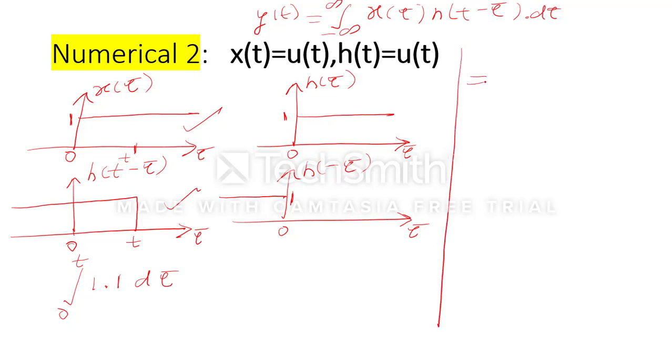Now here we know that integration of 1 is nothing but tau. The limit will be 0 to t. After putting the limits, it will be t, and u(t) we have to put because the overlapping area is present at the right side. So this will be our answer of convolution.